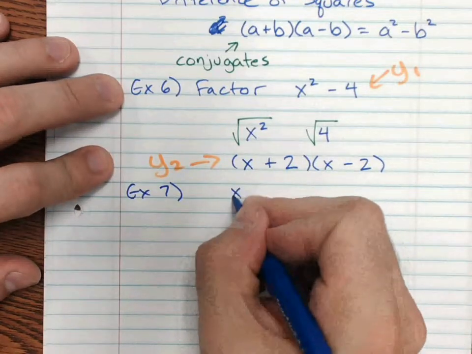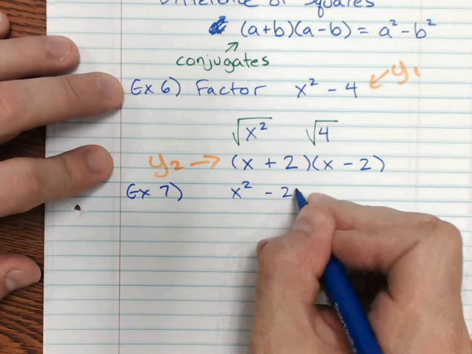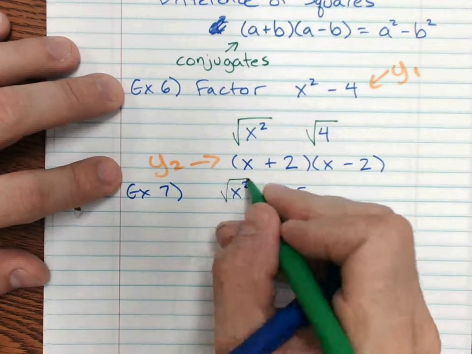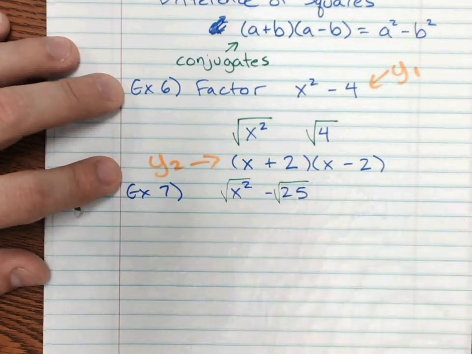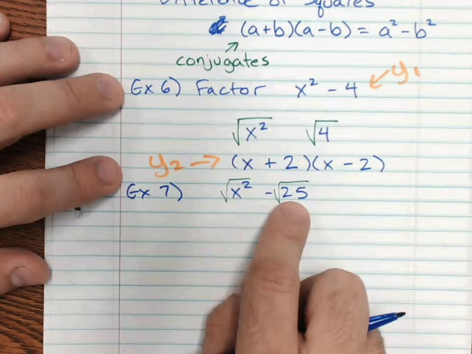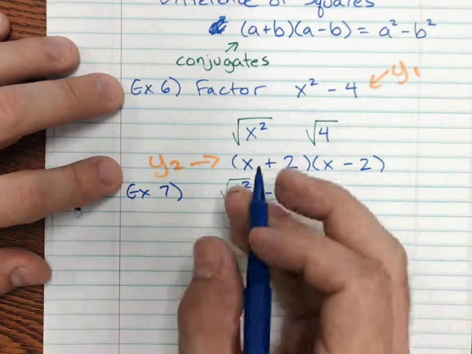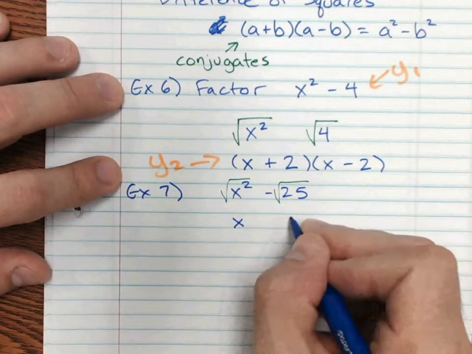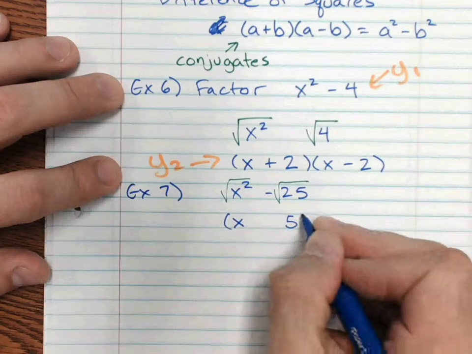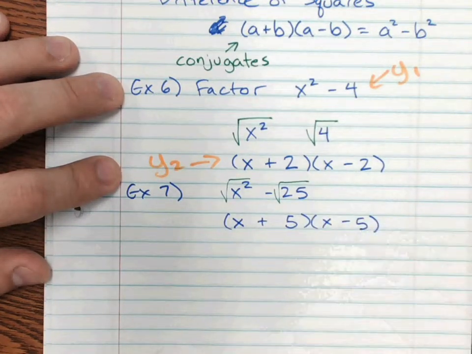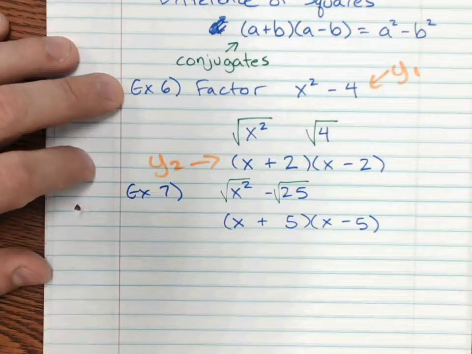So if we go down to do another example, let's say x squared minus 25. You are going to find the square root of the first thing and the square root of the second thing. This only works if both terms are perfect squares, like 25 is a perfect square. So that means this is going to be x, this is going to be 5, this is a plus, that one's a minus. Pretty simple.